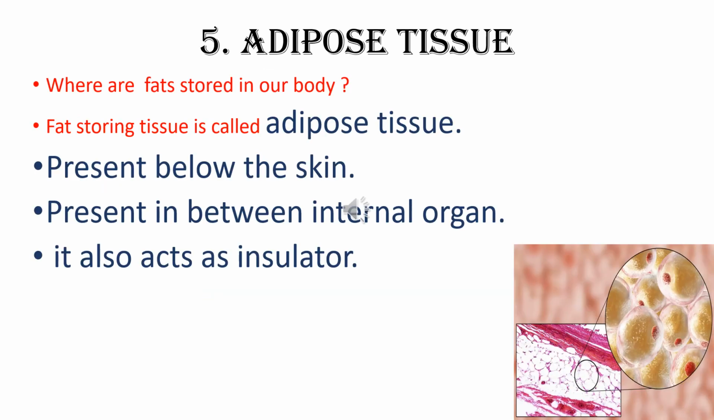The fifth type of connective tissue is the adipose tissue. Where are the fats stored in our body? Fat-storing tissue is called adipose tissue. It is present below the skin, and also occurs in between the internal organs, and it gives strength and support to the internal organs. It also acts as an insulator by storing fat.